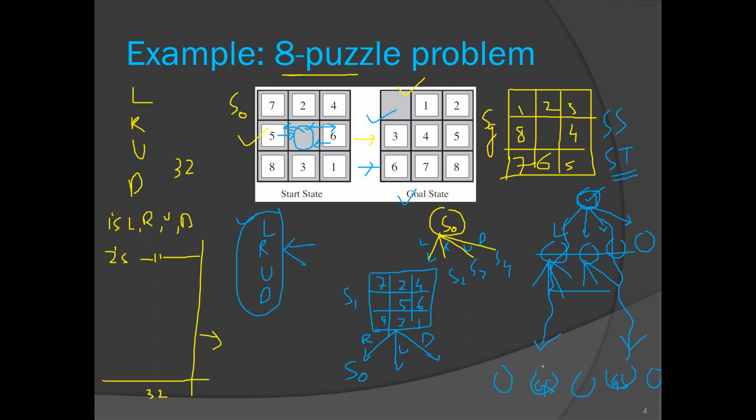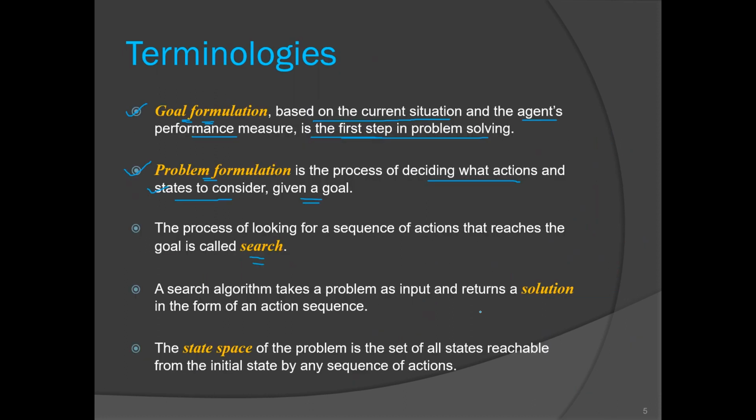So solution means what? A sequence of actions to reach a goal state is a solution, and the process of looking for that is known as search. So see the definition of search. A process of looking for a sequence of actions that reaches the goal is called a search. A search algorithm takes a problem as input and returns a solution in the form of an action sequence. So the solution will be a sequence of actions.